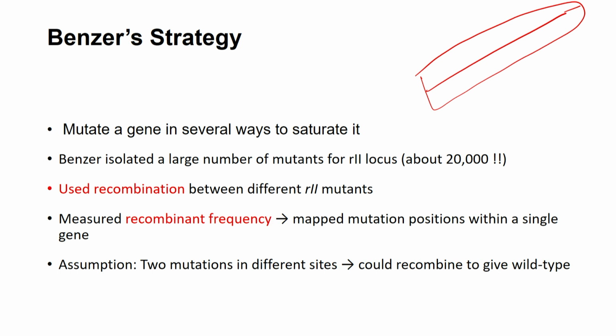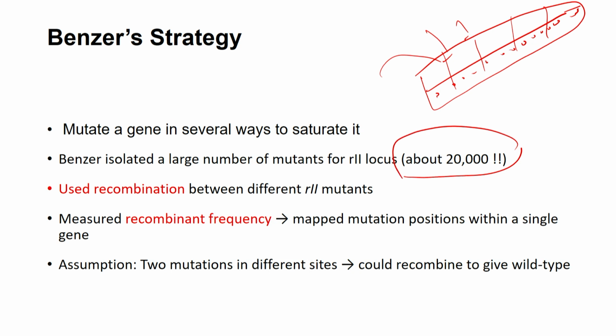There is nothing that I can break it even further, or there is another possibility that it can be broken down into small pieces. That is what Benzer was trying to understand, which one is possible. So what did he do? He mutated this particular gene at different regions by different methods, and he had as many as 20,000 mutants with him.